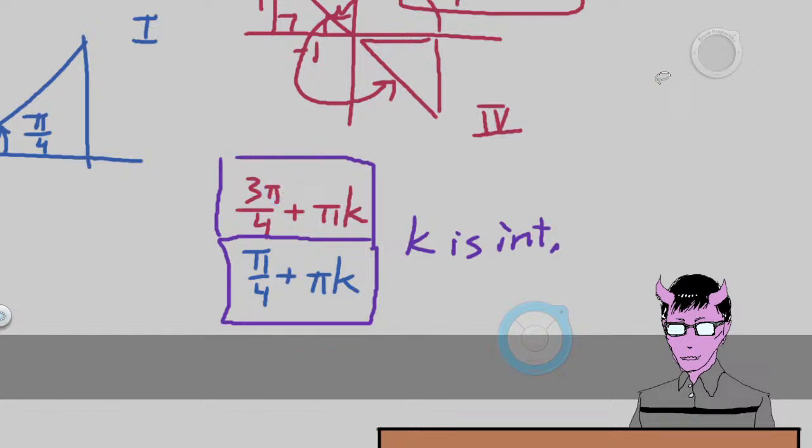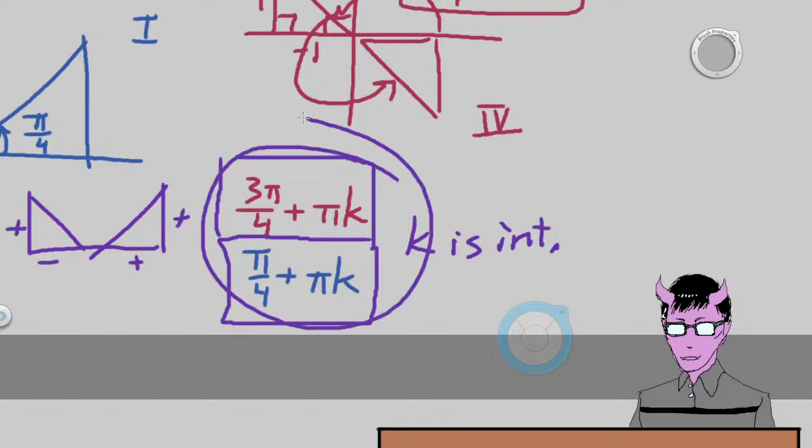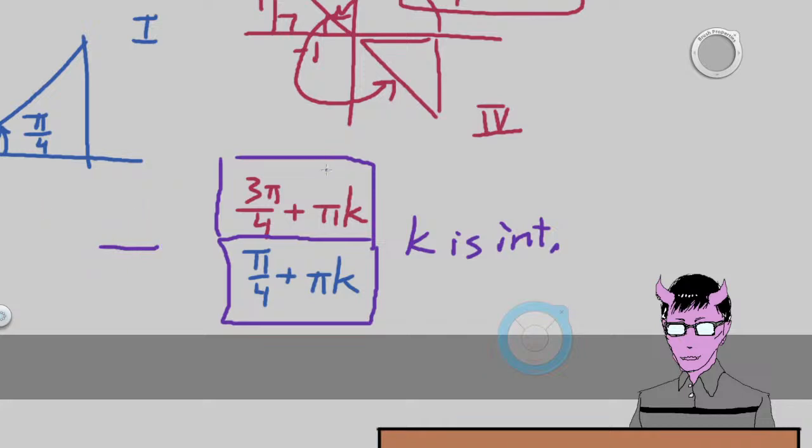3 pi over 4 plus pi k, and then pi over 4 plus pi k. The important question is, can we consolidate these two answers? I don't think we can. This one is in quadrant 1, which has a different ratio than the one in quadrant 2. Yes, this is plus plus, and this is minus plus. So these ones are not combinable. So we can report the answer as is.